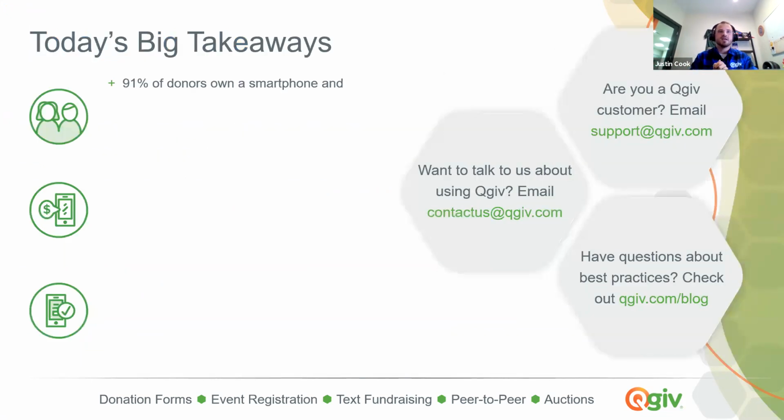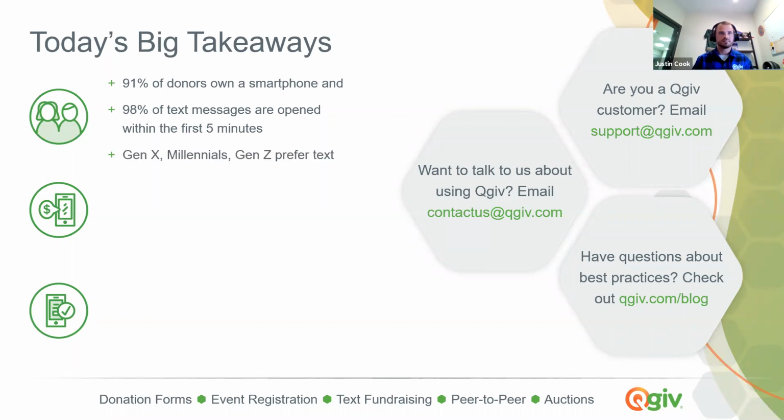So let's go over today's big takeaways. 91% of donors own a smartphone, and 98% of text messages are opened within the first 5 minutes. So your message is guaranteed to be seen by your donors, and it's a very effective tool to raise more for your organization. Gen X, Millennials, and Gen Z prefer text messages. So again, we're aiming at the younger generation here. This is their preferred giving method. So make sure that you're tailoring your content to them.